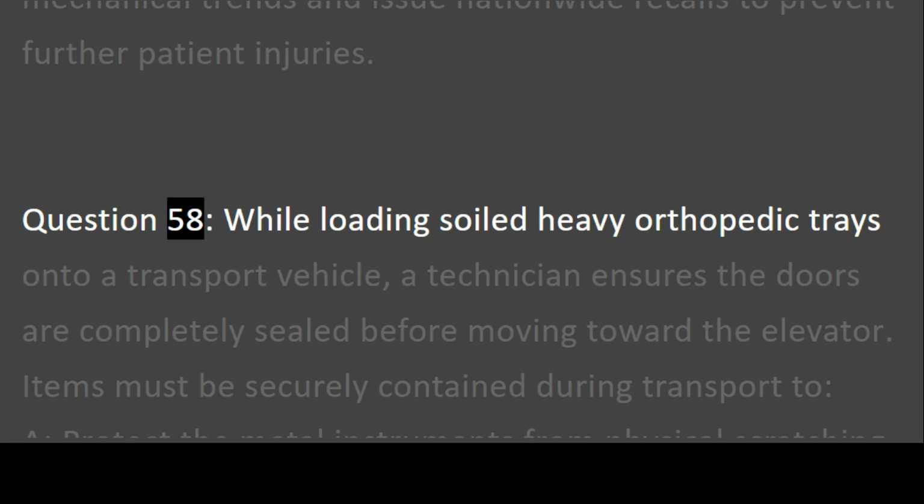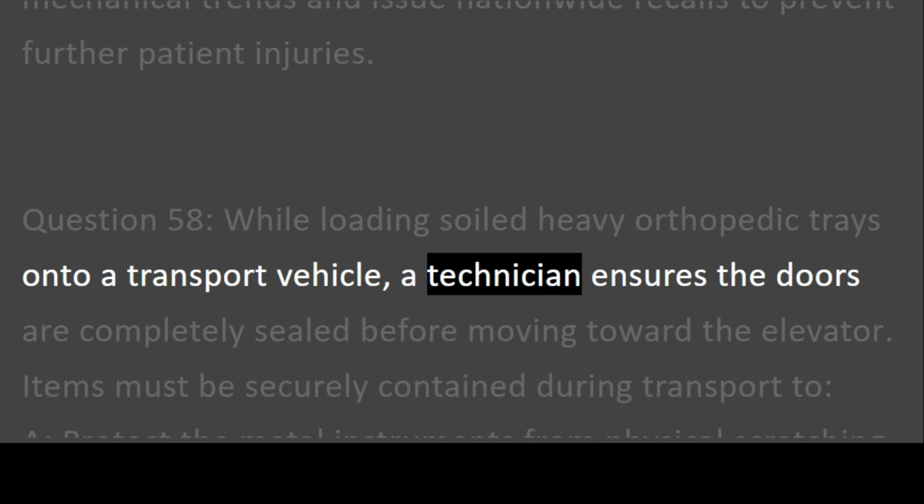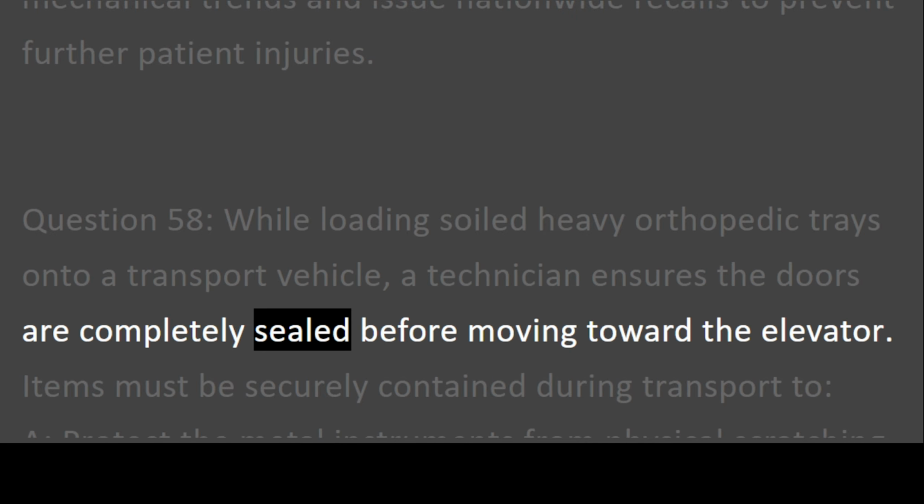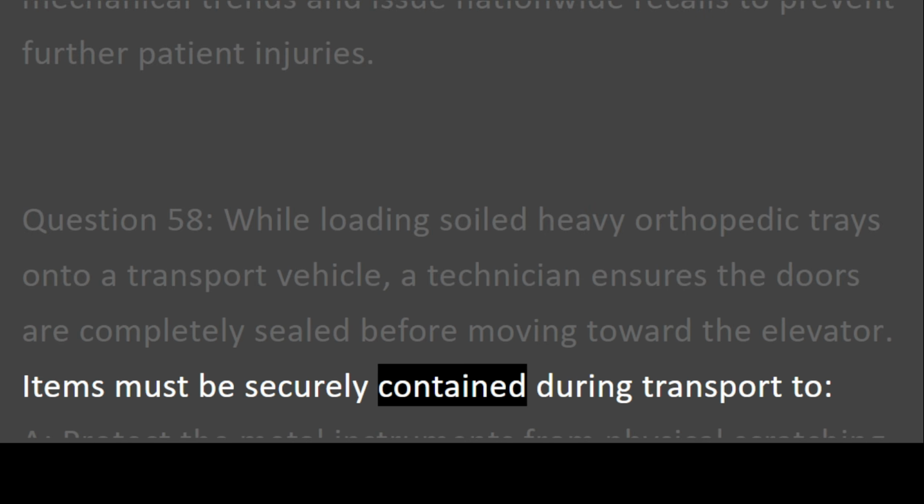Question 58. While loading soiled heavy orthopedic trays onto a transport vehicle, a technician ensures the doors are completely sealed before moving toward the elevator. Items must be securely contained during transport to A.